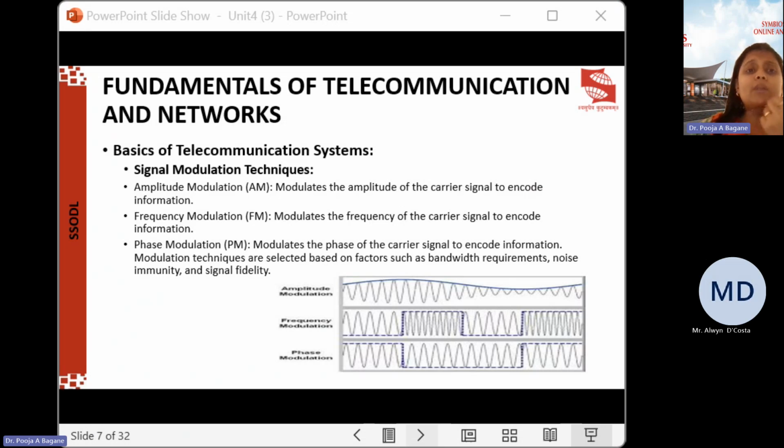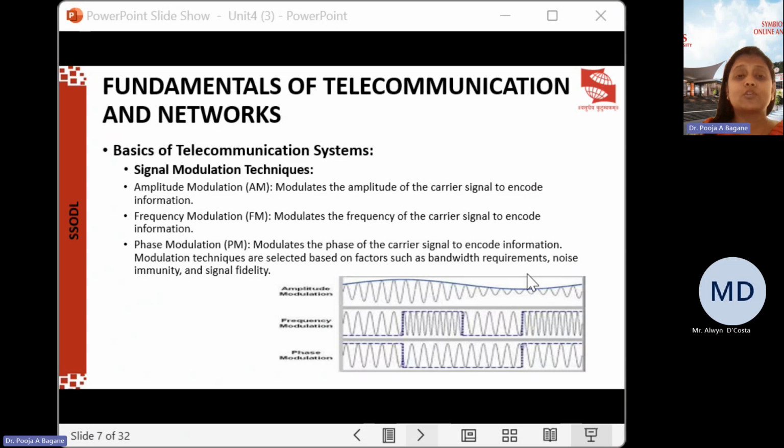There are several modulation methods like amplitude modulation, frequency modulation, and phase modulation. The choice of which particular signal modulation we need to use depends on the bandwidth, noise immunity, and signal fidelity, among others. So what is amplitude modulation? You can check this first one, that is amplitude modulation.